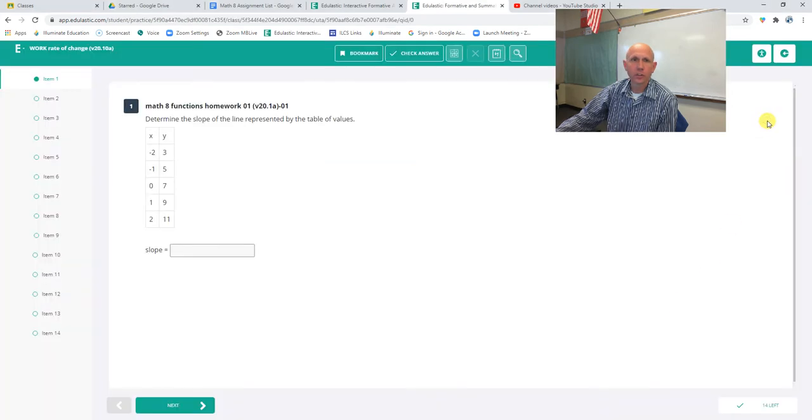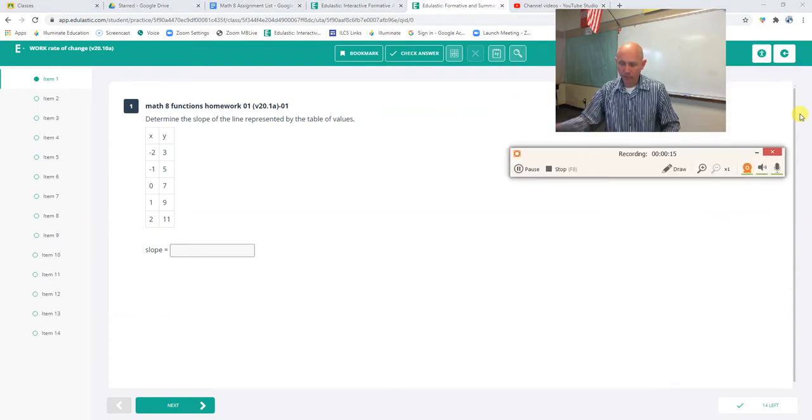Rate of change. Determine the slope of the line represented by the table of values. All right, I can do this. This is within my skill set. Okay, let's draw on this thing.